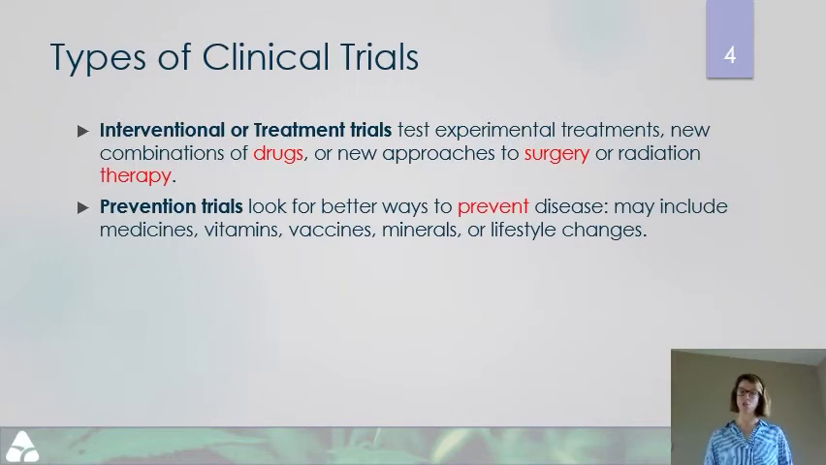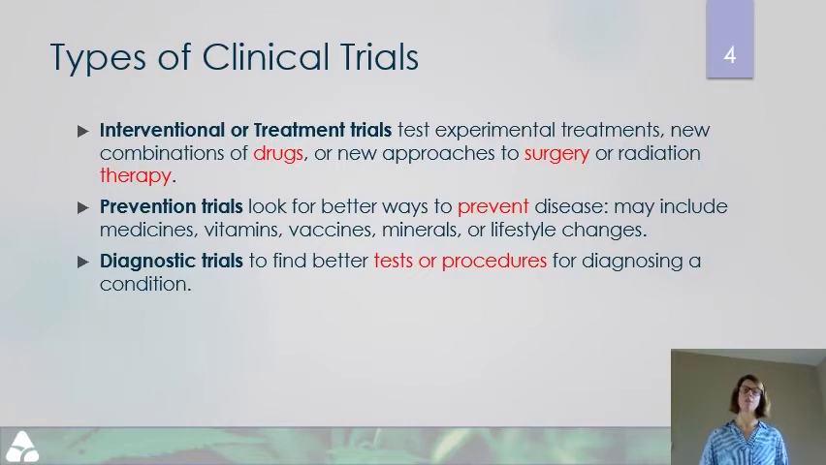You can also have prevention trials, and these look for ways to prevent diseases from occurring, and it usually involves things like new medicines or vitamins or vaccines or minerals or lifestyle changes. So can we stop a disease from developing in the first instance? Then there are diagnostic trials, and these are studies that are trying to find better tests or procedures for diagnosing a condition. Usually, the quicker that you can diagnose a medical condition, then the better your outcome will be and the better your treatment options will be.